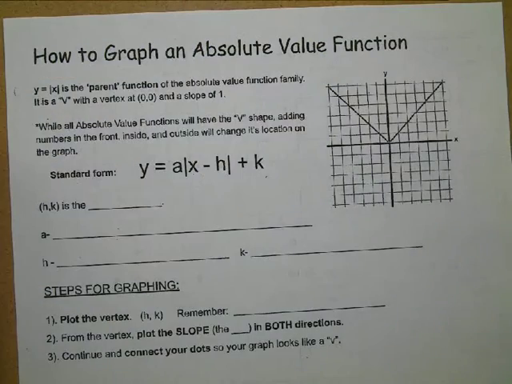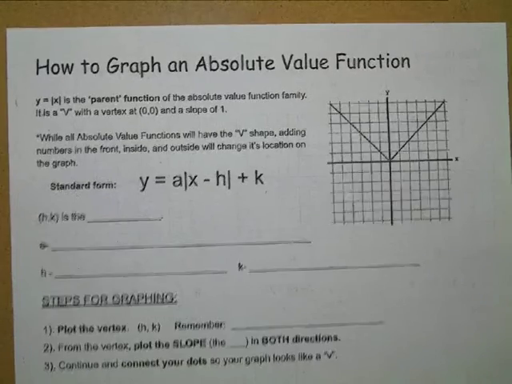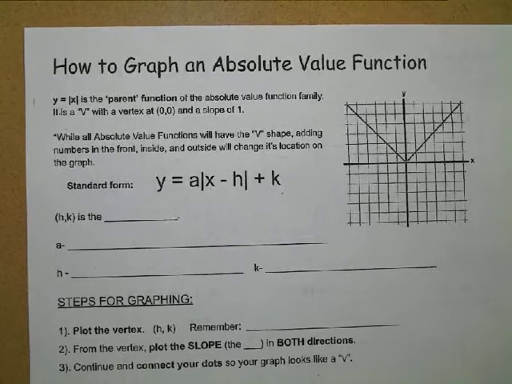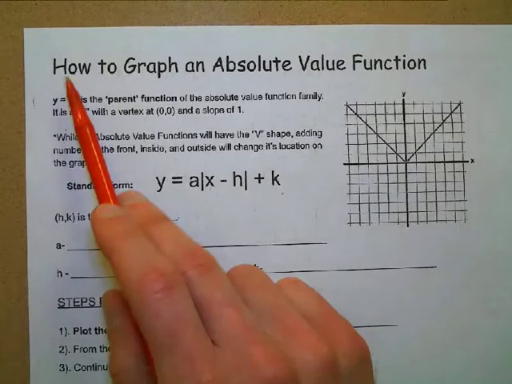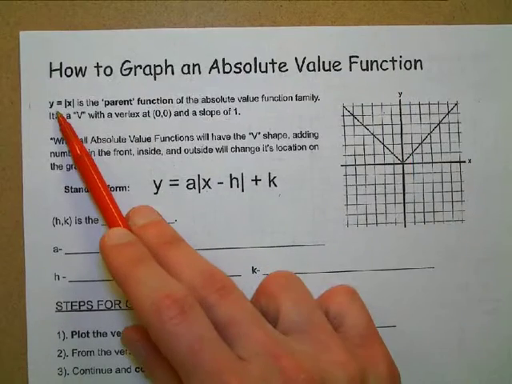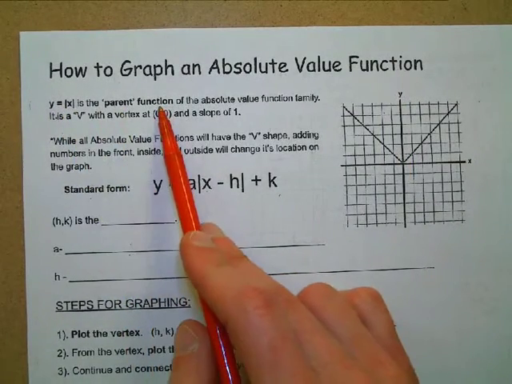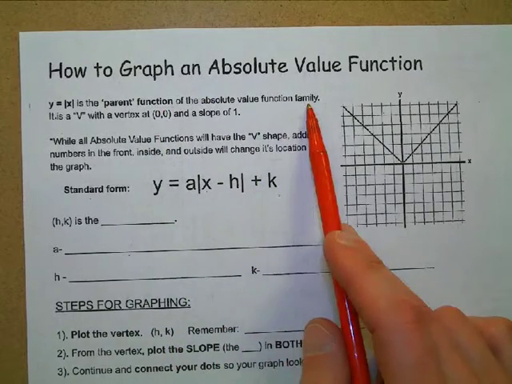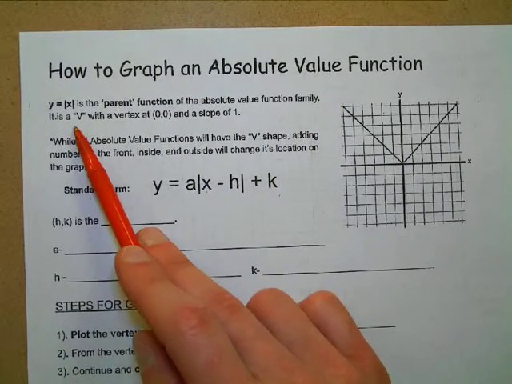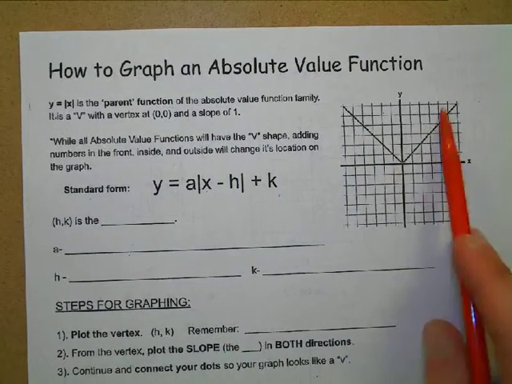So let's again go over some of the stuff we just talked about: how to graph an absolute value function. Y equals absolute value of x is the parent function of the absolute value function family. It is a V with a vertex at 0, 0 and a slope of 1. You can see it right there. There's that parent function.